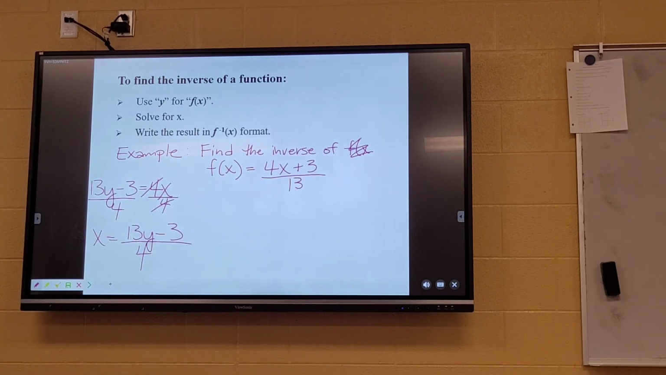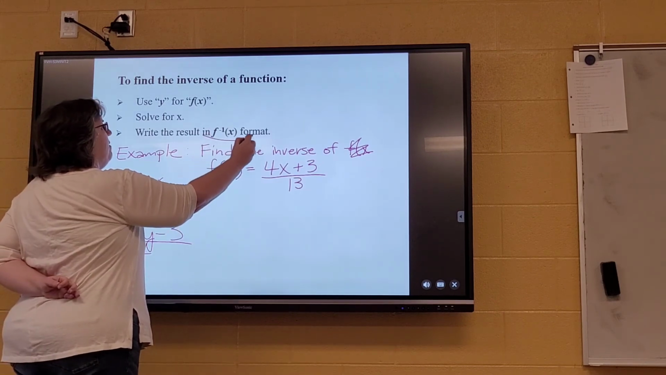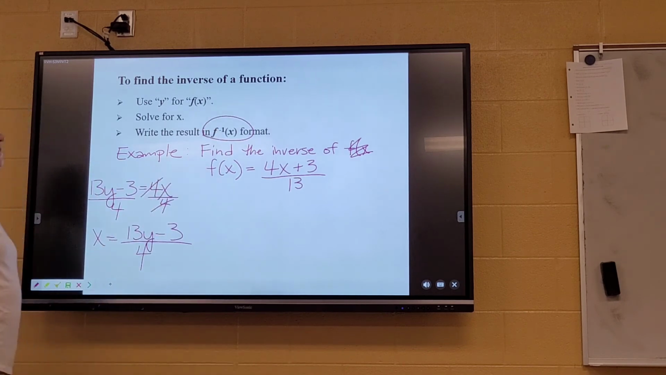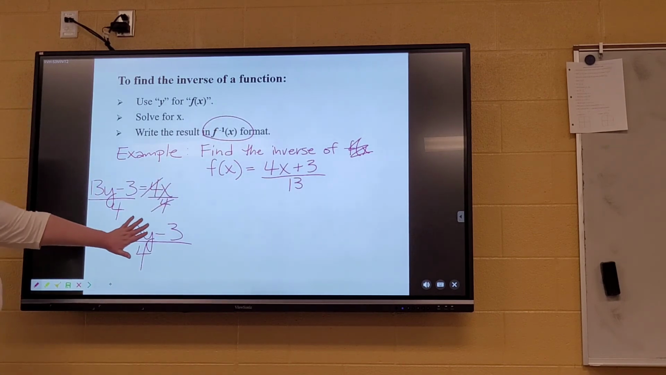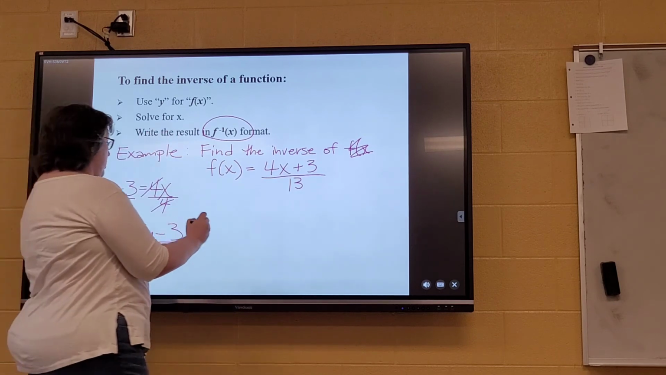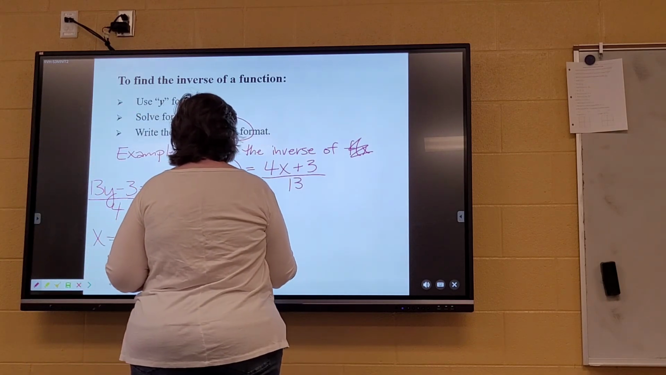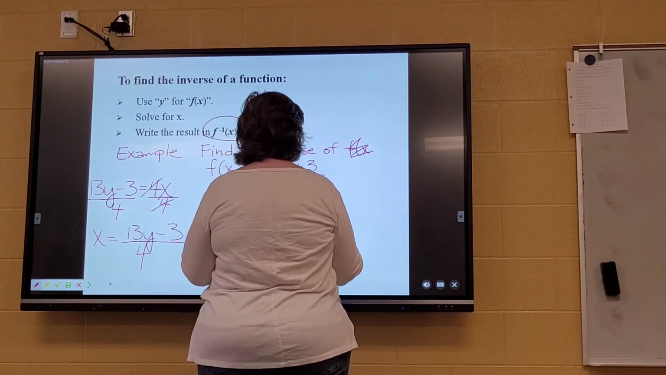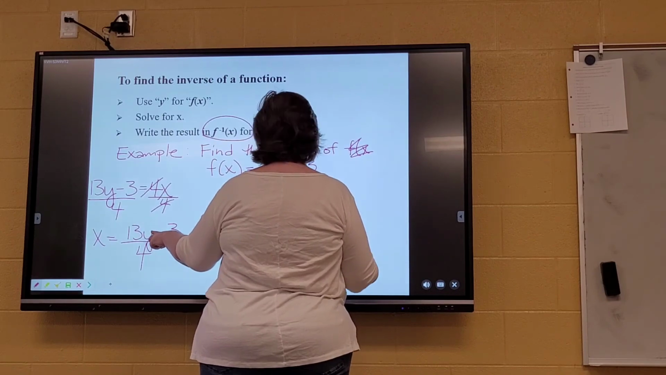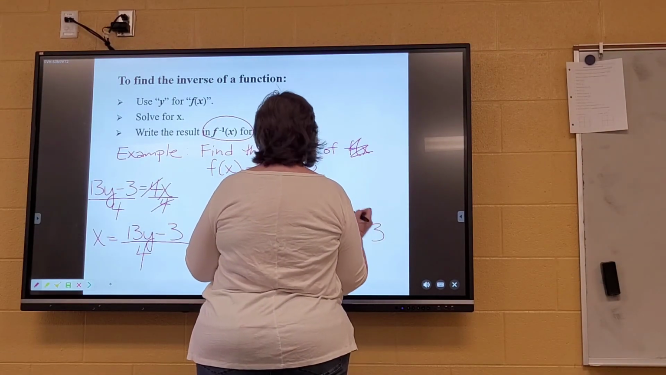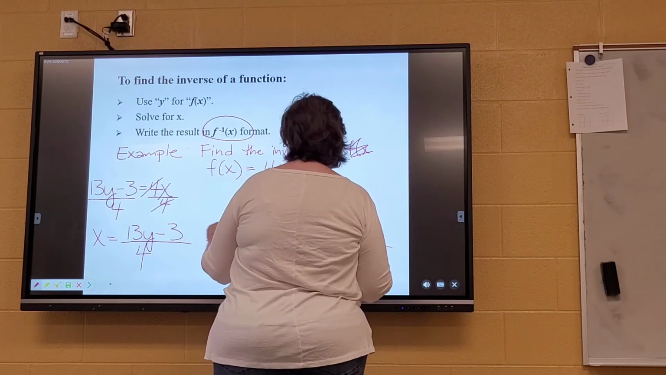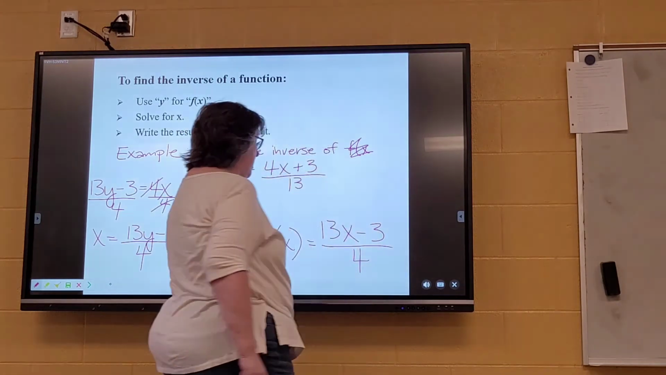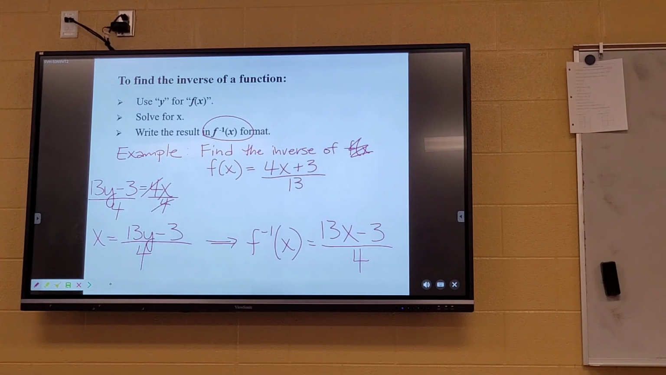Now, the test is going to be multiple choice, and so it's going to be written in this inverse function notation. So now we need to turn this into that notation. So to do that, I just say the inverse function is equal to this, but now I'm going to replace the y. So at the beginning, I put in a y for the function, and now at the end, I'm going to put in x for the y to turn it back into x's.